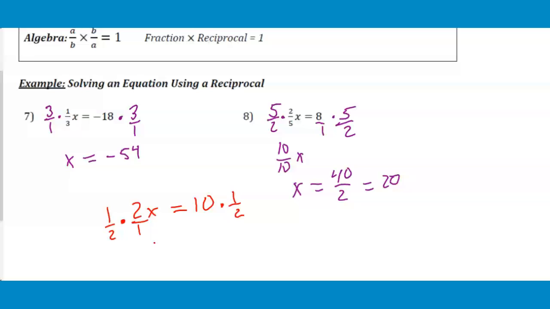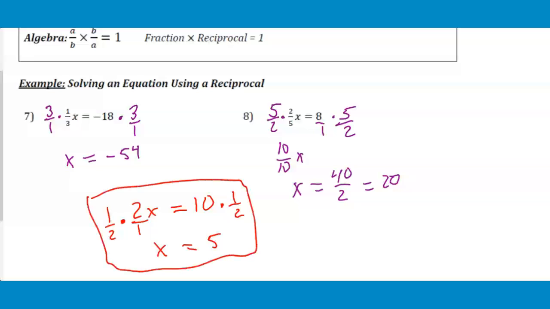So that's going to give me x equals 5, which we could probably figure out just by looking, 2 times what number equals 10. But I'm just showing you this extra example here, just so you know that we can always multiply by the reciprocal to get x by itself when we're dealing with multiplication and division.